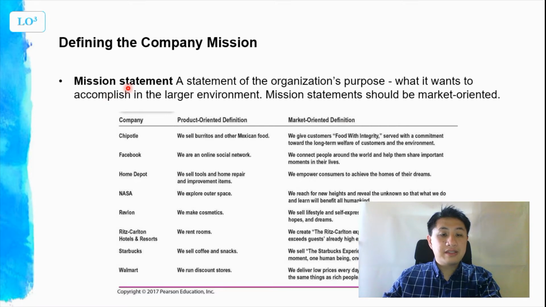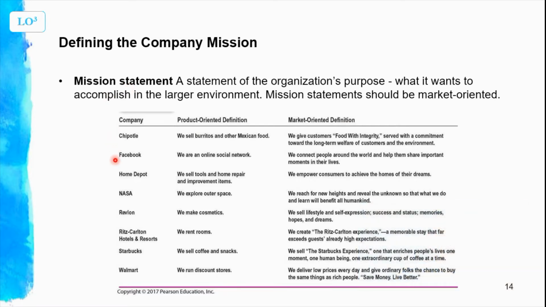So how does that translate? Let's look at Facebook. With a product-oriented definition, they can simply say that we are just an online social media network. However, to have a market-oriented definition, a goal that is broader, we can define it as: we connect people around the world and help them share important moments in their life. So you can see there's a difference between being product-oriented versus market-oriented with regards to the mission statement, and this changes how the employees and how customers view the company.